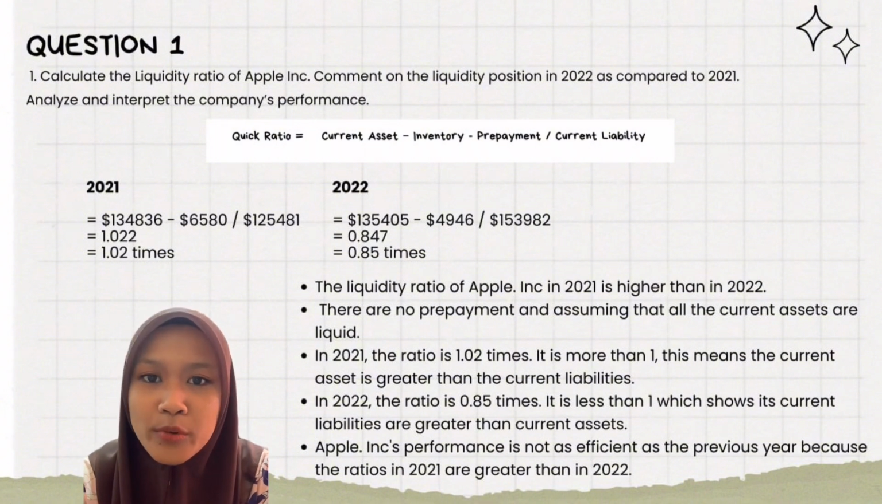Based on these two comparisons, ratios in 2021 are preferable because they are higher and make it easier for the company to pay its creditors on time.